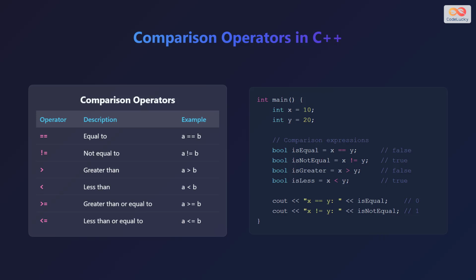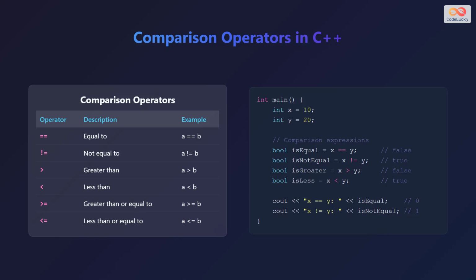In this slide, we are going to discuss comparison operators in C++. The following table shows the comparison operators. The first one is the equal to operator, which is represented by two equals symbols. For example, a == b. The second is the not equal to operator, represented by an exclamation mark followed by an equals symbol. For example, a != b.